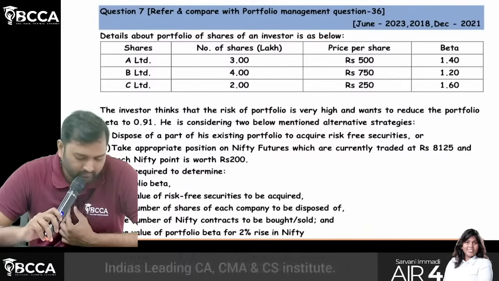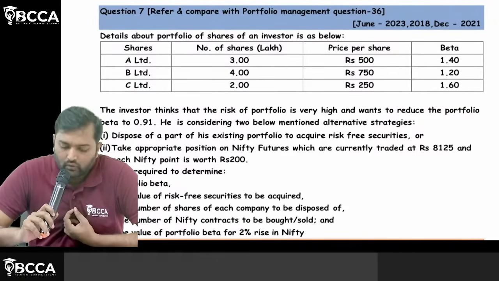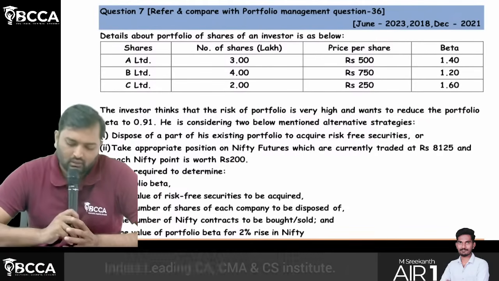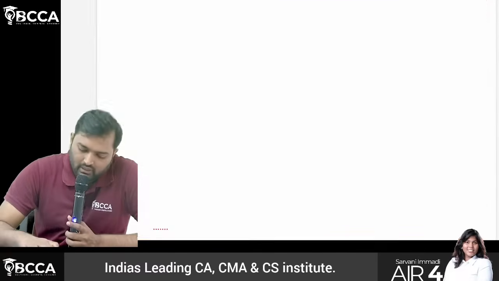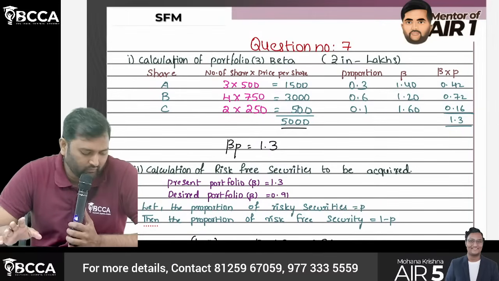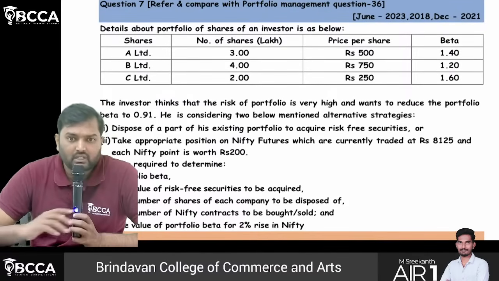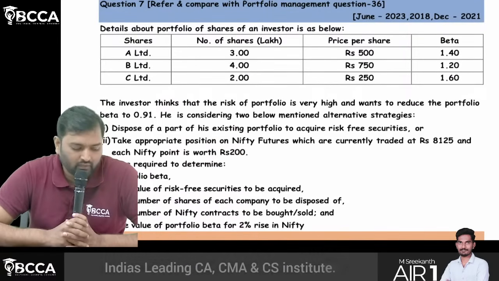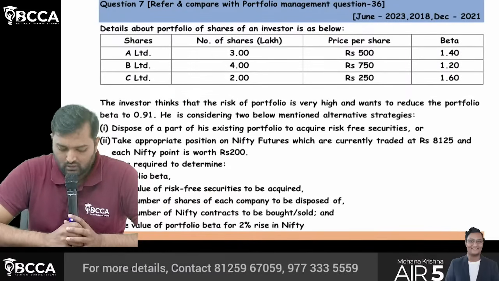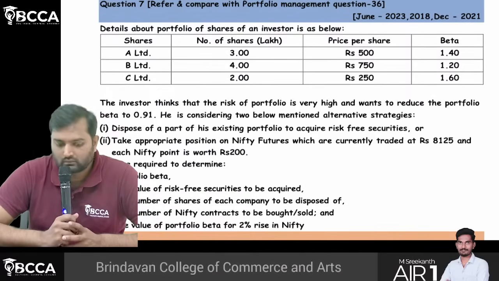Question number 7. So you are required to determine first what? Portfolio beta. Number of shares, price per share and beta are given. So portfolio beta is equal to 1.3. So that we can find out easily. Next, the value of risk-free security to be acquired.